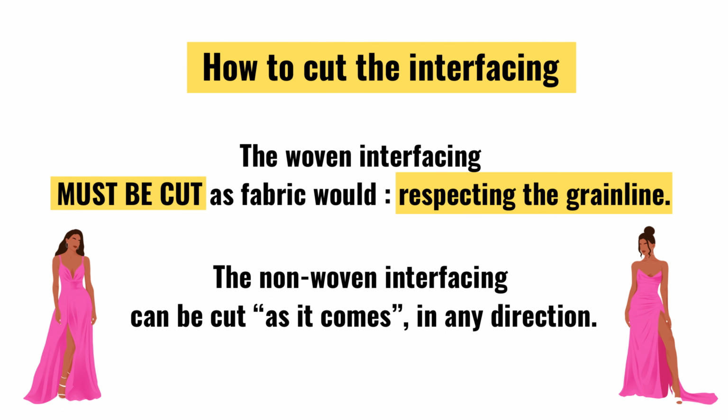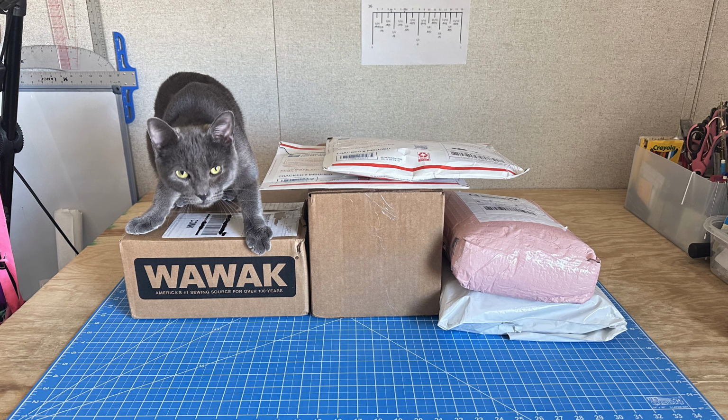How to cut the interfacing. The woven interfacing must be cut as fabric would, respecting the grain line, and the non-woven interfacing can be cut as it comes, in any direction. Now that we got that out the way, let's get into the good stuff. Let's start with woven cotton fusible interfacing.